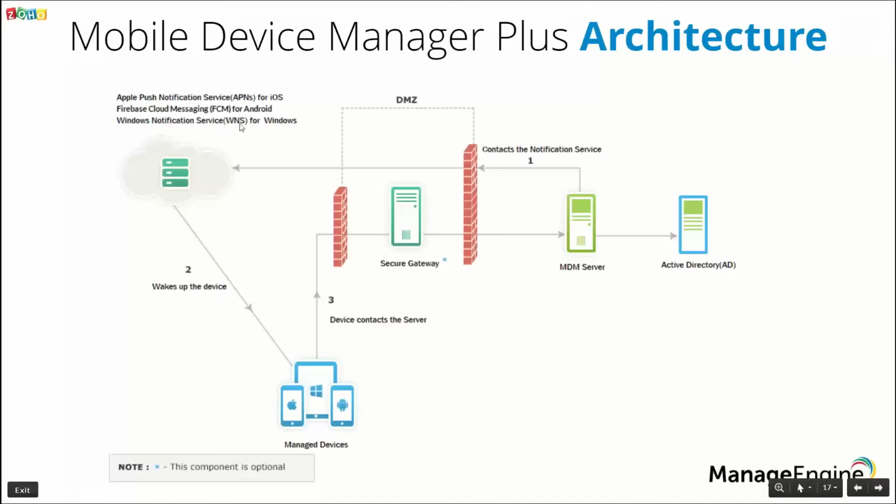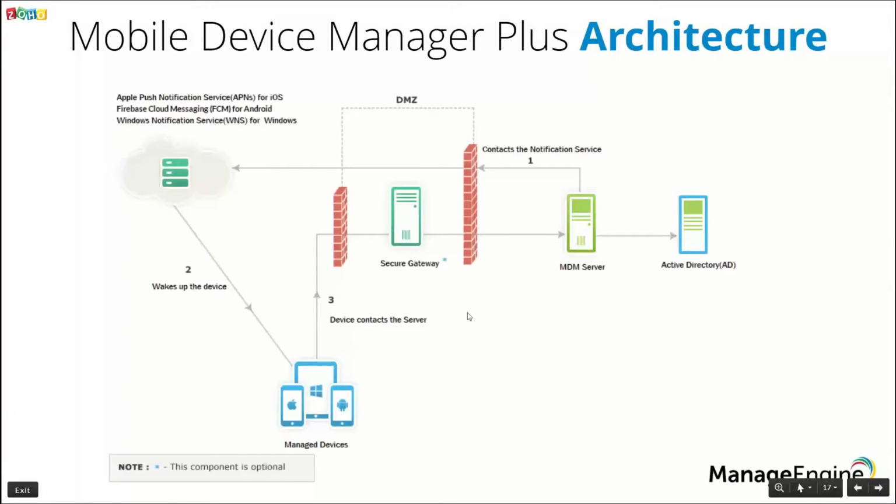Now, the notification services play an important role in the communication. So for iOS, the notification service is Apple Push Notification Service, which is APNS. For Android, it is Firebase Cloud Messaging, that is FCM. And for Windows, it is Windows Notification Services, WNS.